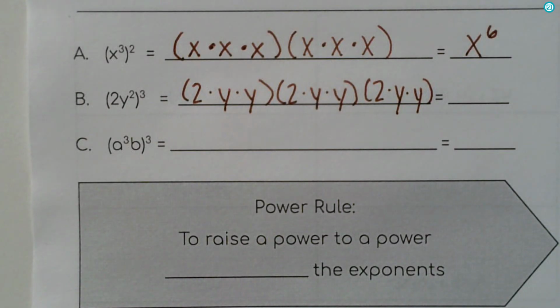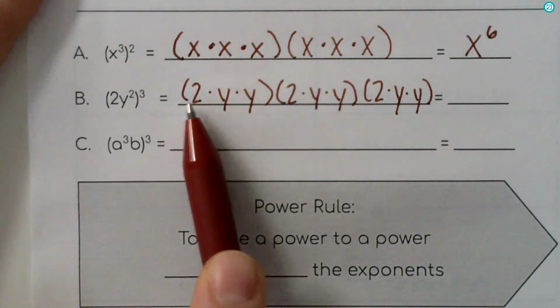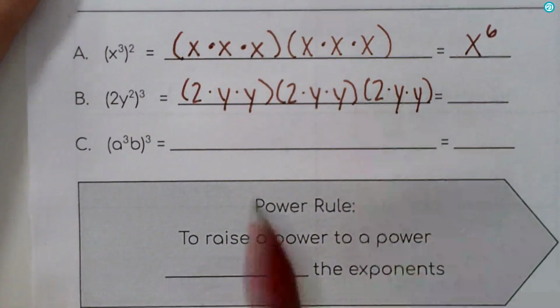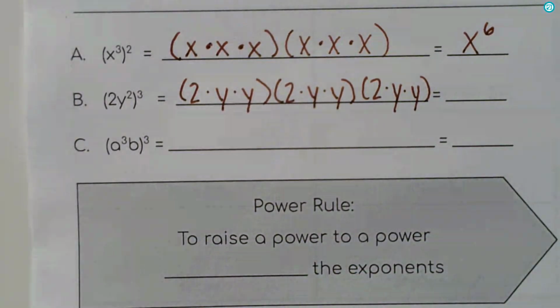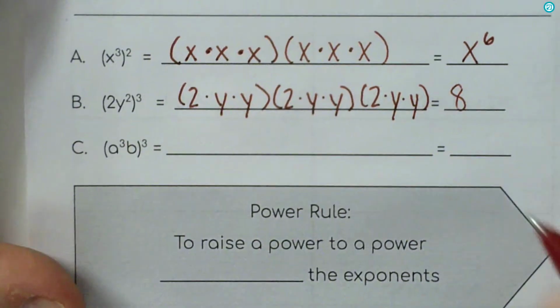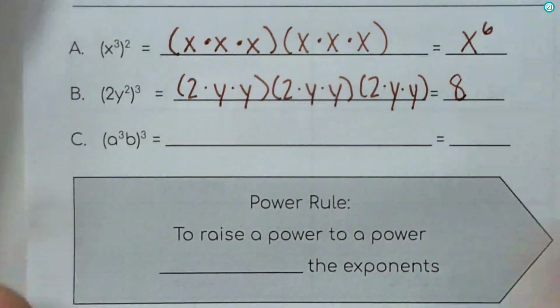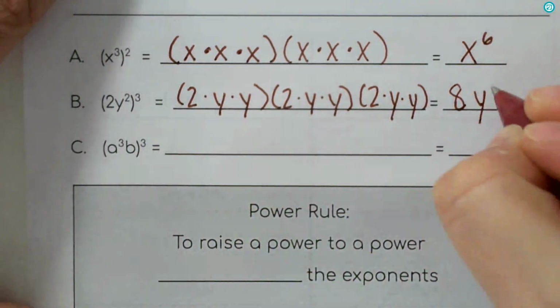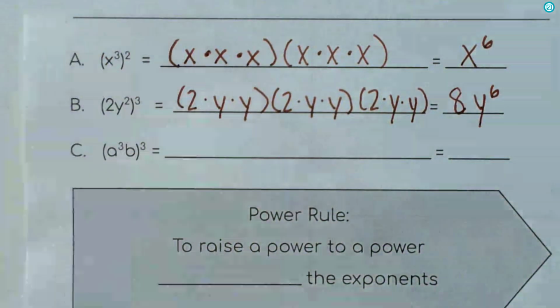Okay, let's deal with the 2's then. We've got 2 times 2 times 2. So how many 2's do I have? Or, well, not how many 2's do I have. What is that? 8. 2 times 2 is 4, times 2 is 8, not 6. People always want it to be 6. And then I've got 1, 2, 3, 4, 5, 6. So I've got y to the 6. Okay, any questions about those guys?